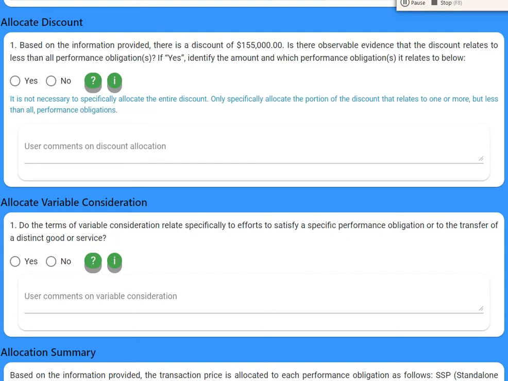So the next question you're being asked is saying the information provided suggests there's a discount of $155,000. In general, the discount is allocated to each performance obligation based upon its relative standalone selling prices. However, in certain circumstances, if there is observable evidence that the discount relates to less than all of the performance obligations, then you may allocate that discount to less than all of the performance obligations. For purposes of our example, I'm going to say yes here.